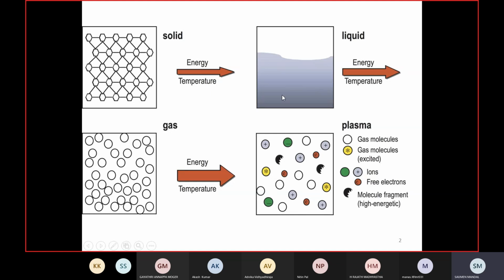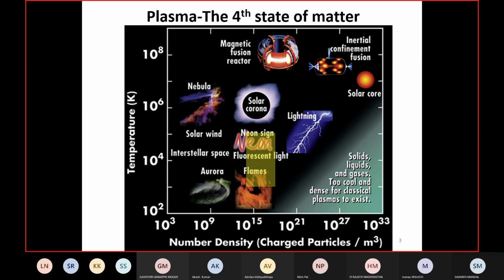Okay, so that entire combination, everything that is mentioned here, will consist of plasma. And this plasma, of course, will have very high energy, and we can say it's the fourth state of matter. Now, in nature there are many plasmas, and here you can see the temperature and the number density, charged particles per cubic meter.